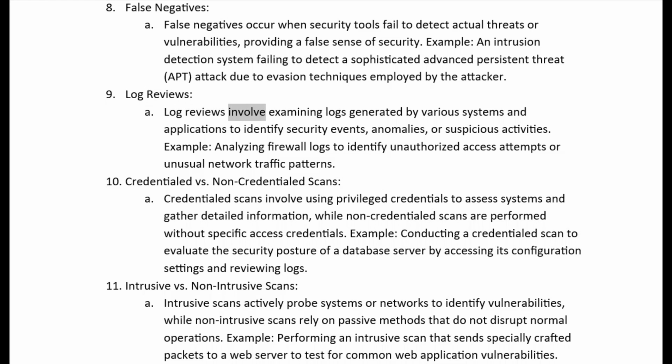Log reviews. Log reviews involve examining logs generated by various systems and applications to identify security events, anomalies, or suspicious activities. Example: analyzing firewall logs to identify unauthorized access attempts or unusual network traffic patterns.